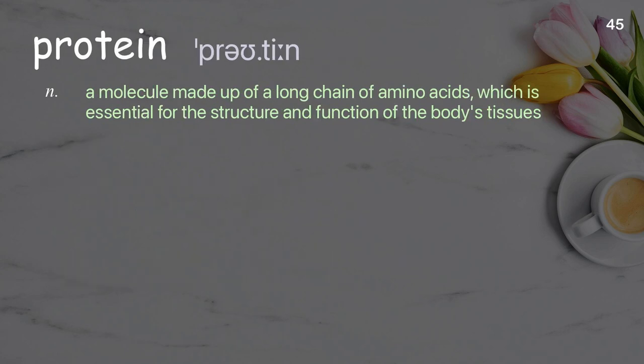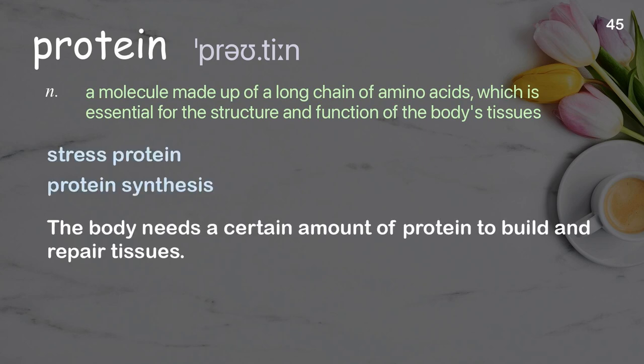Protein. A molecule made up of a long chain of amino acids, which is essential for the structure and function of the body's tissues. Examples. Stress protein. Protein synthesis. The body needs a certain amount of protein to build and repair tissues.